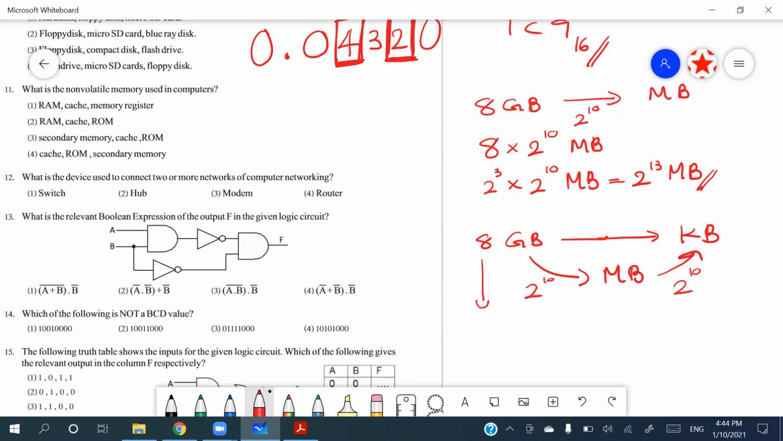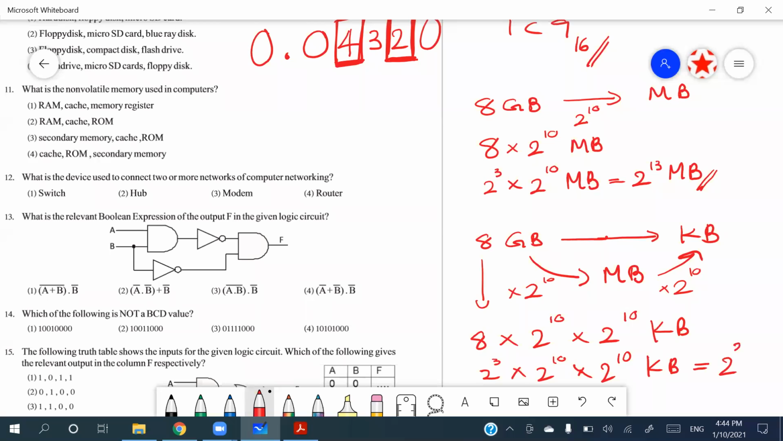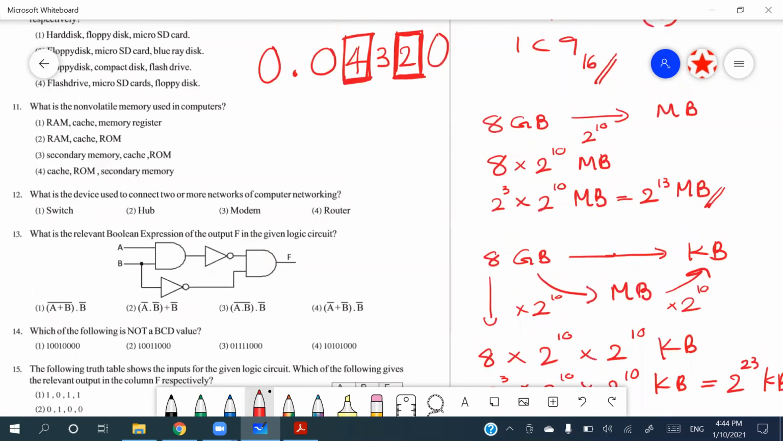So what we can do is we can take 8, and these are the multiplications, 2 to the power 10 into 2 to the power 10, right? So it's going to be KB. So 8 means 2 to the power 3. And this is going to be 2 to the power 10, and this is going to be 2 to the power 10 again, right? So it's KB. That means 2 to the power 23 KBs. And I think we had an answer like that, the 2 to the power 23 KBs.